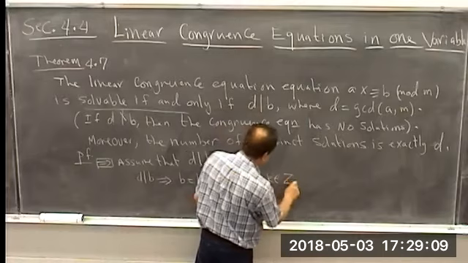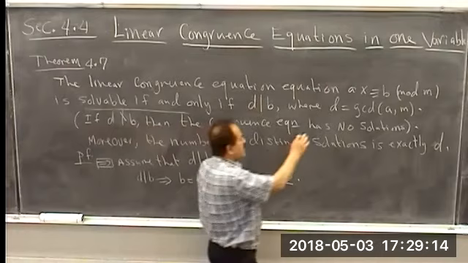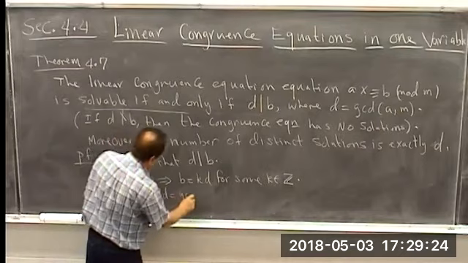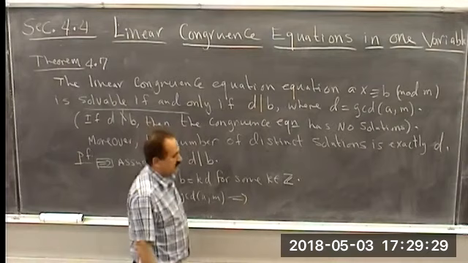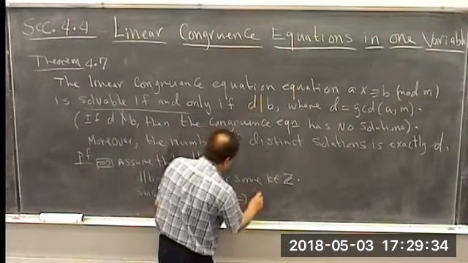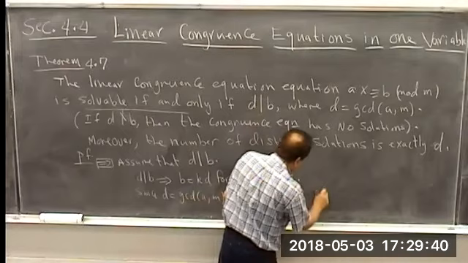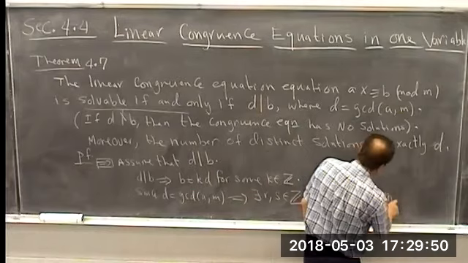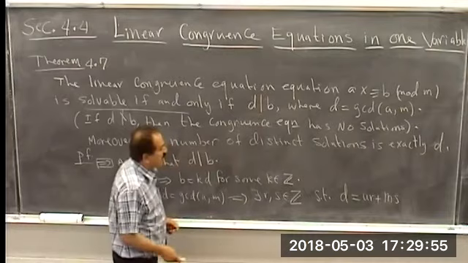Now also we know that since D is the greatest common divisor of A and M, then there exist two integers, let me call them R and S, in Z, such that D is equal to AR plus MS. Okay, so we have these integers. Now let's multiply this equation by K.